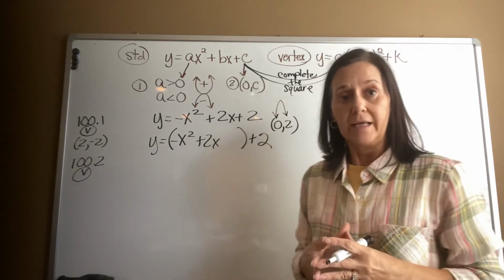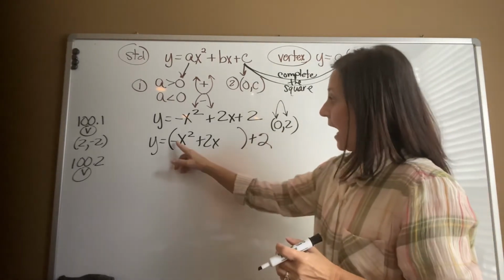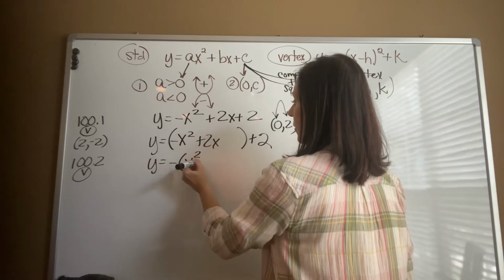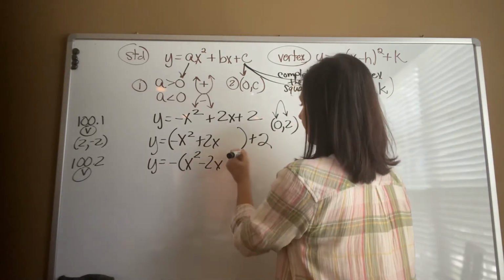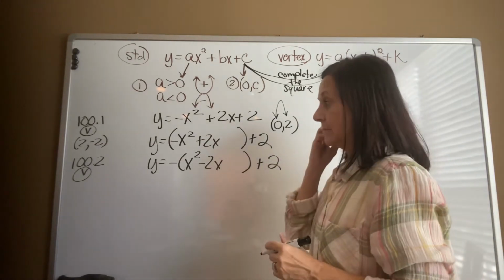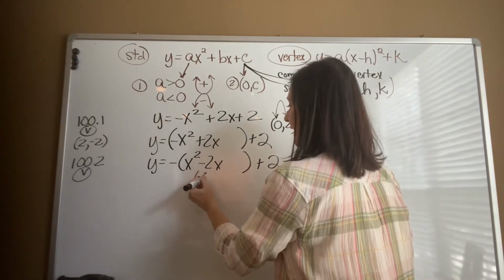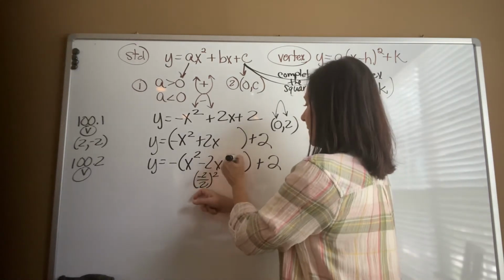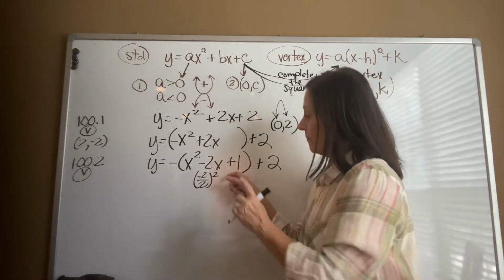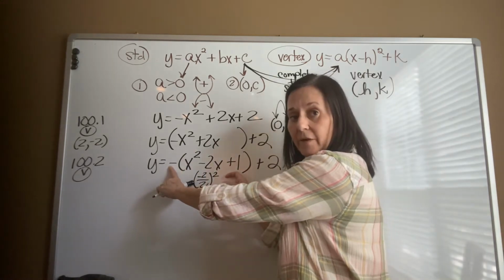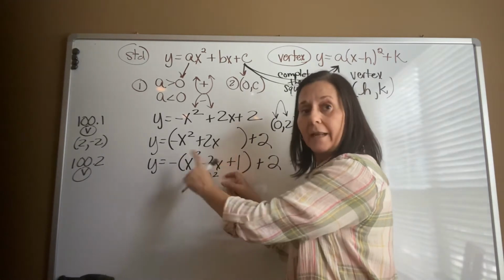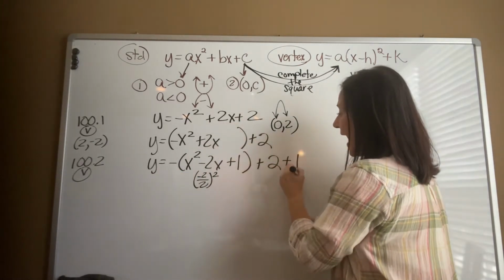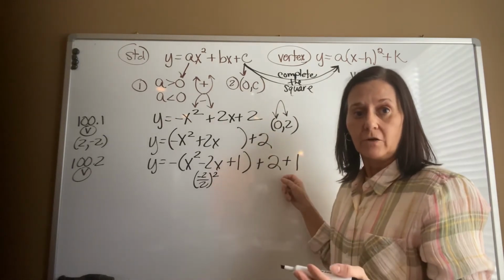Now, what's important at this point is this negative changes a few things. I'm going to first factor the negative out of what's inside the parentheses. So I have y equals negative x squared, and it changes both of the signs inside the parentheses. Now I'm going to take half of the negative 2 and square it. Half is negative 1, and negative 1 squared is positive 1, so I'm adding 1 inside the parentheses. But it's really a negative, because if I redistributed that negative to all the terms, that would be a negative 1. So I've effectively subtracted 1 on this side of the equal sign. Therefore, I must add 1 so that I've not changed the value of the equation.